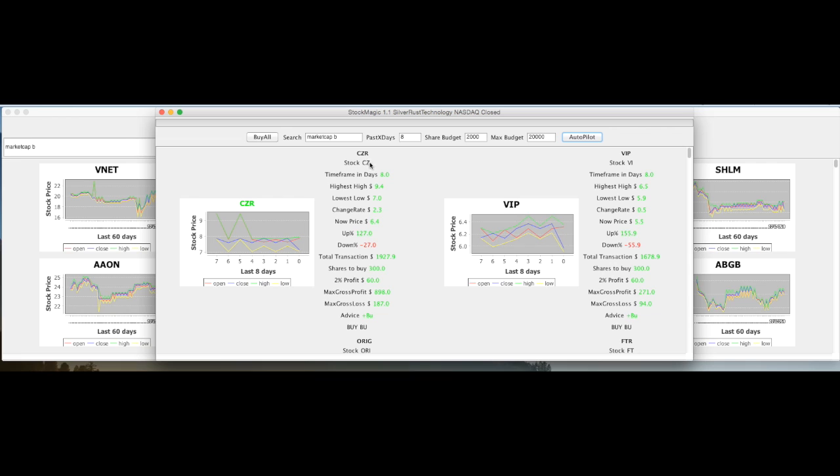So you can see information like how much money you might make, what's 2% profit look like when you buy that stock, what's the maximum you could make if it went up towards high, what's the risk, how much would you lose.